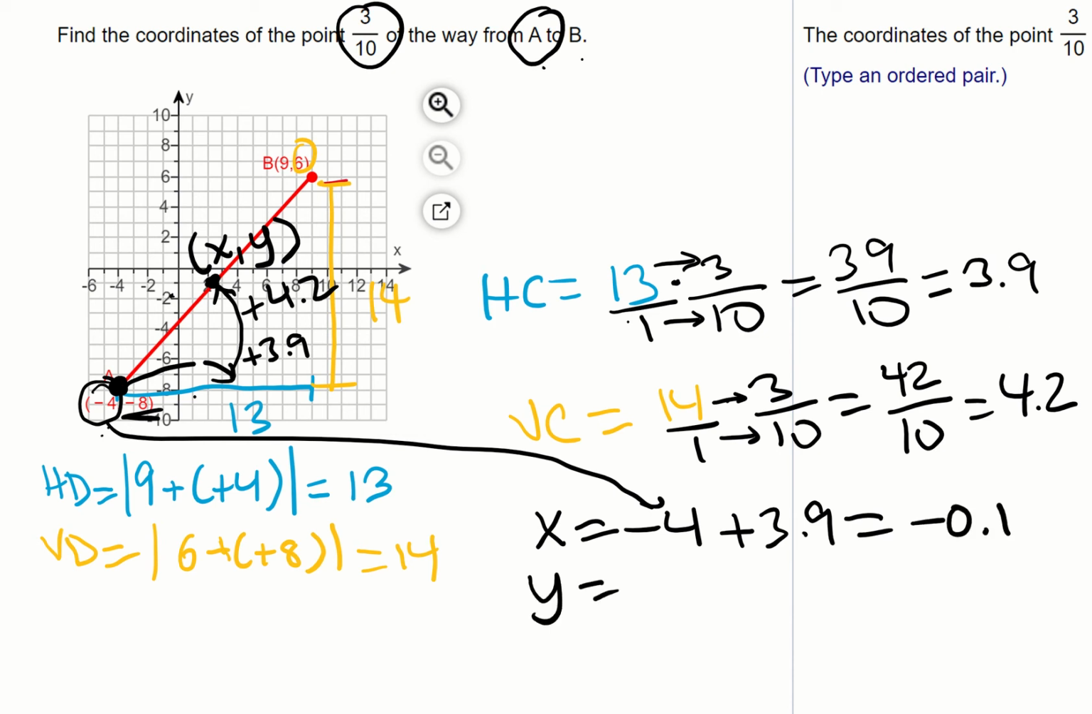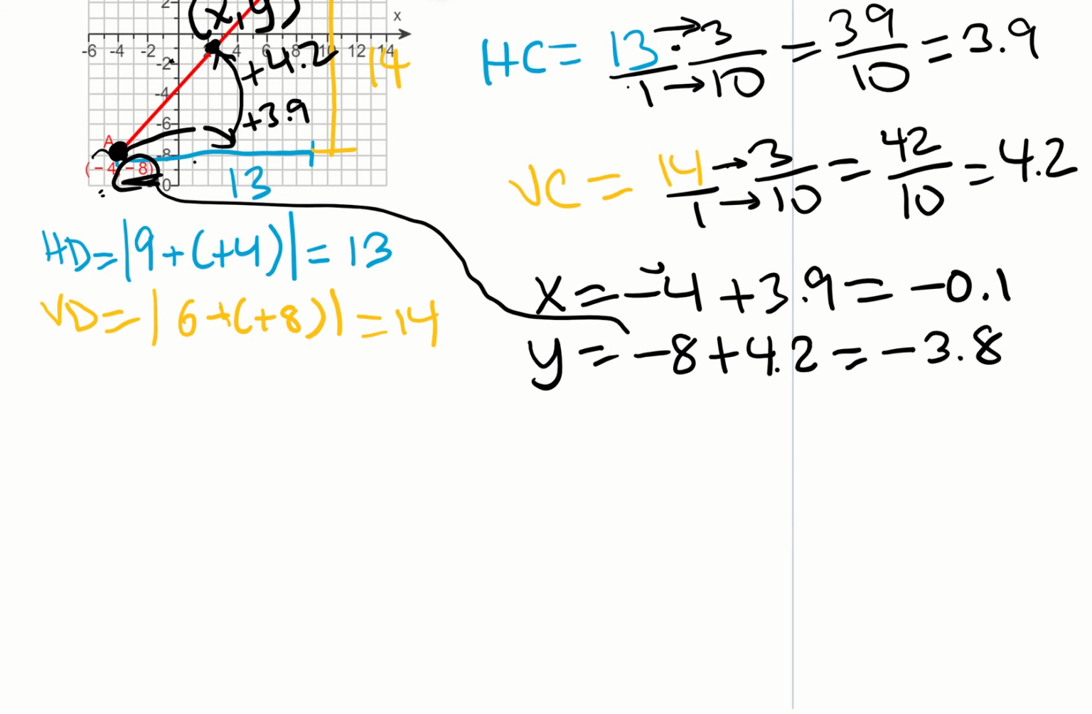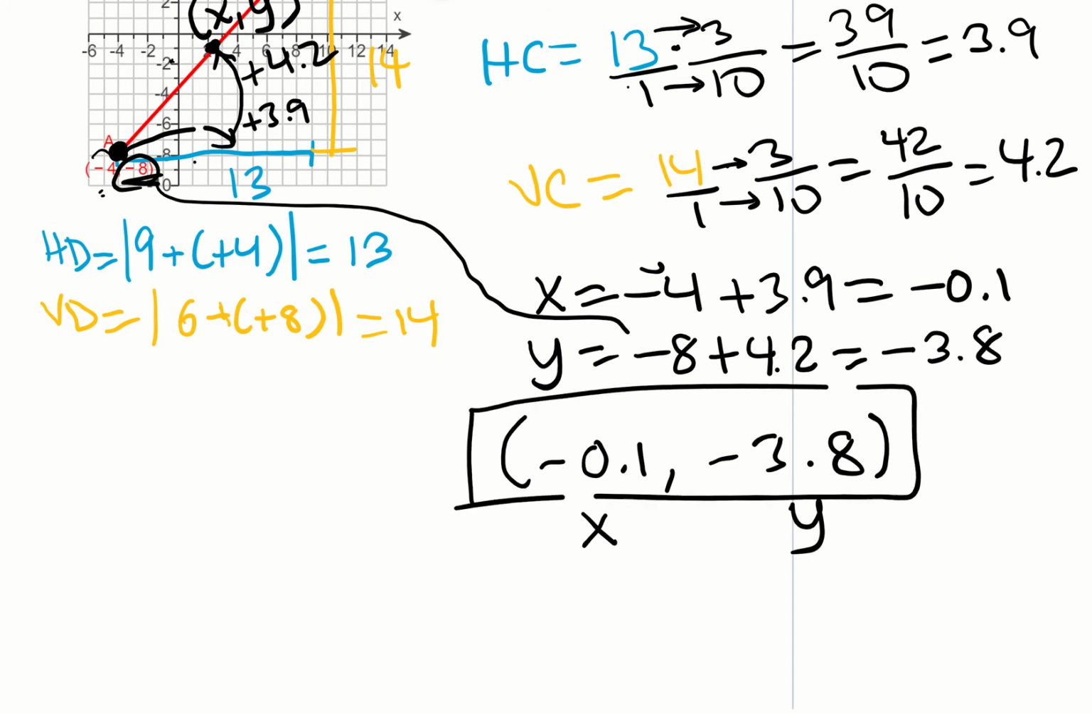And then for my y coordinate, we're going to use the y coordinate for our starting point, which is -8. And we're going to add 4.2 since we're going up. Remember, we want to go towards the line segment, not away from it. So then this is going to be -3.8. And then we're going to put this into a coordinate. So we have -0.1, -3.8. Remember that x goes first and then y when you lump it into a coordinate. And that's your ordered pair for your final answer.